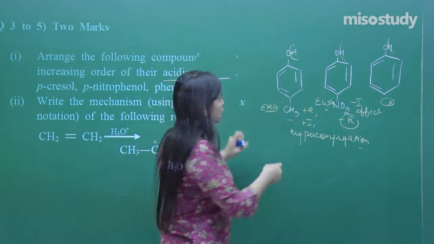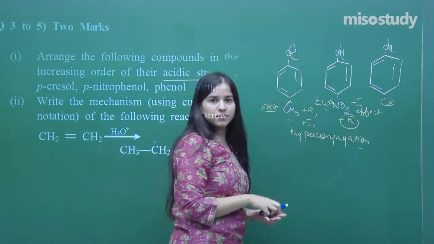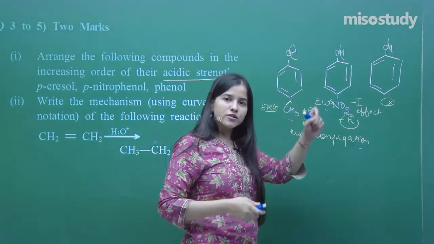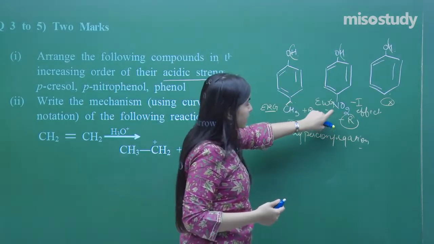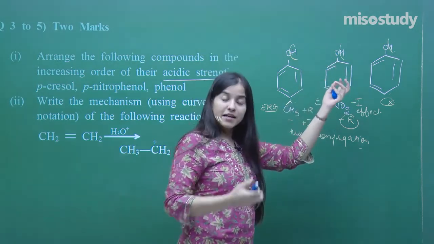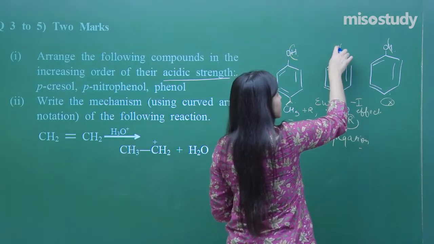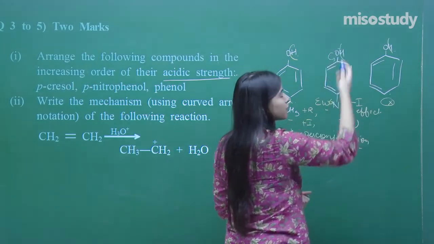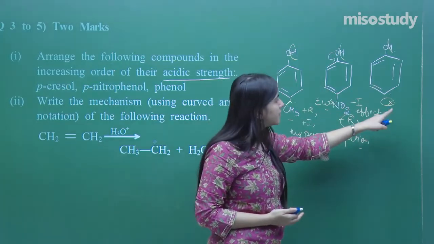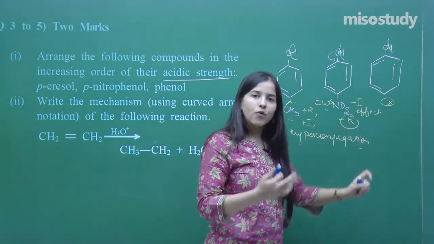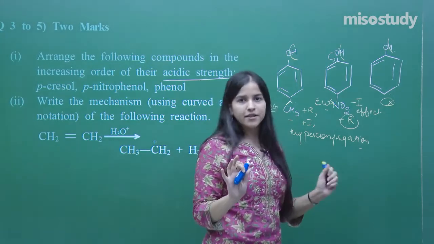Since this is donating, what will happen? It will increase the electron density itself and will not let this oxygen release the H plus so easily. As compared to here, where an electron withdrawing group is there. It is withdrawing all the electrons from the ring and also from this phenoxide ion which will be formed, and thereby it can readily lose the H plus. Here nothing is present. So it is a kind of acidic only, right?